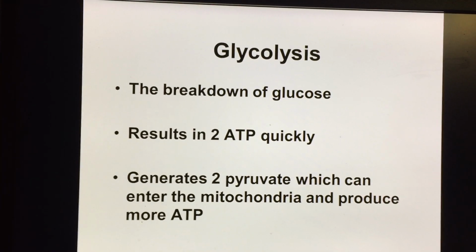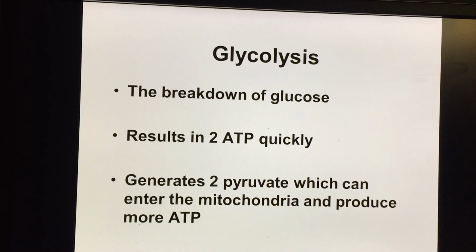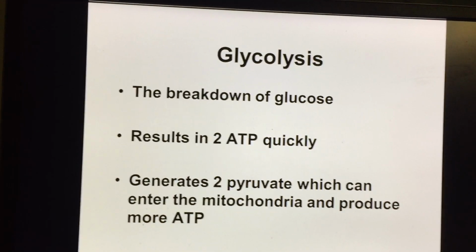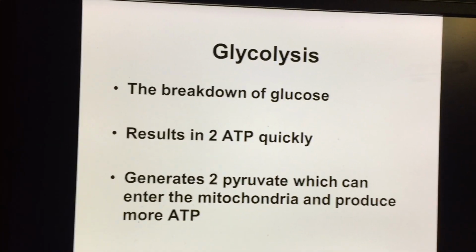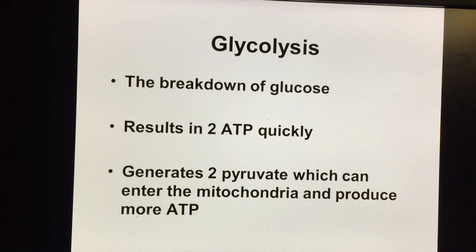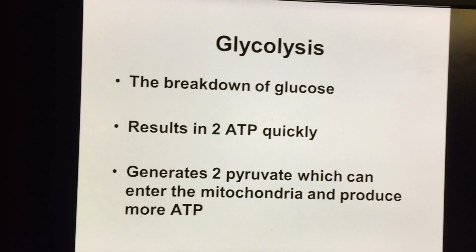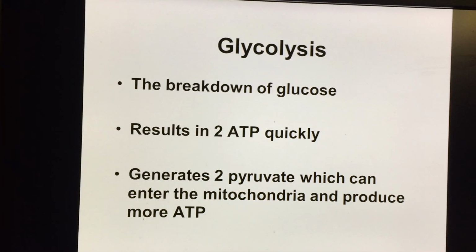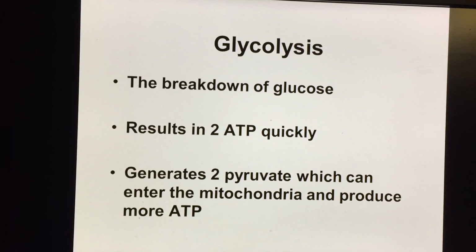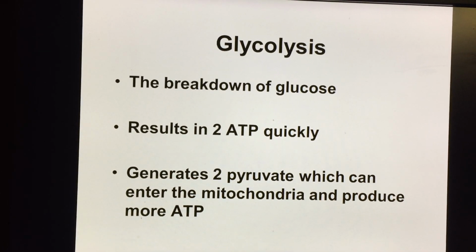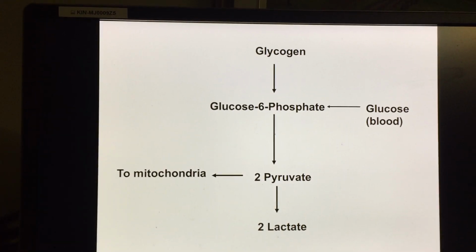So glycolysis involves the breakdown of glucose. It is a quick metabolic pathway, so it results in two ATPs being generated quickly, a quick form of energy. And it generates two pyruvates, which can enter the mitochondria and produce even more ATP, or the pyruvate can go to lactate if you don't have that many mitochondria. So this is the basics of glycolysis.